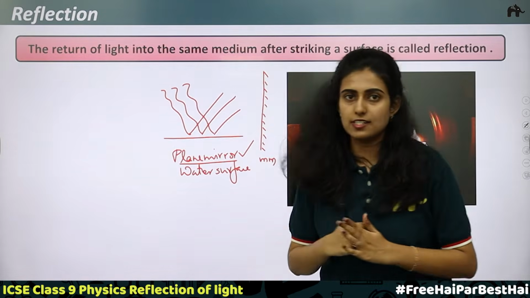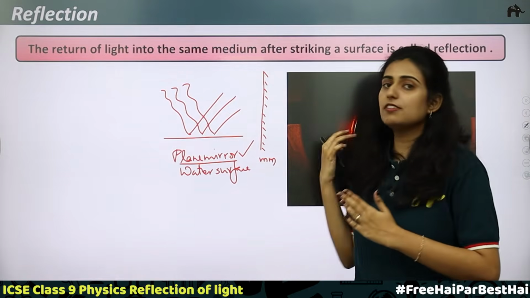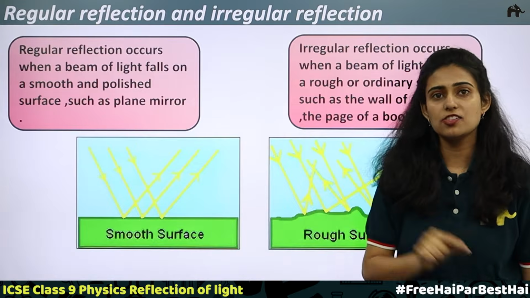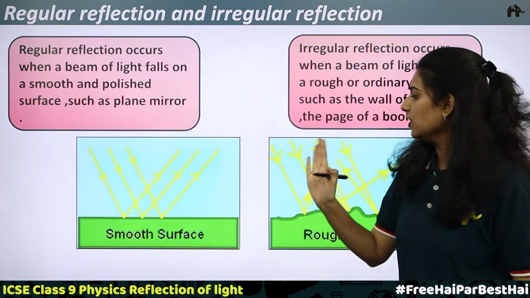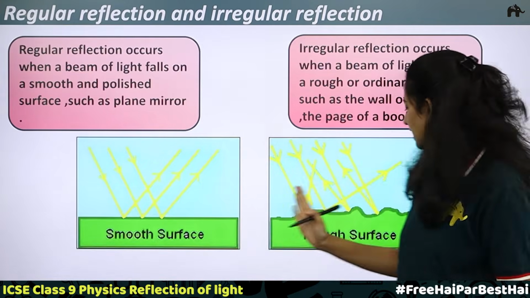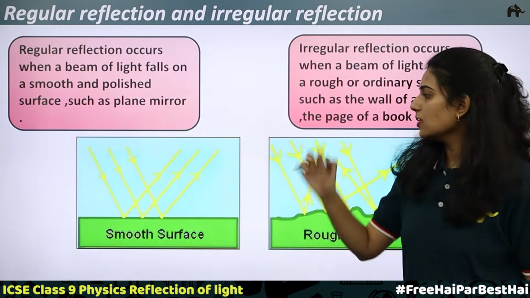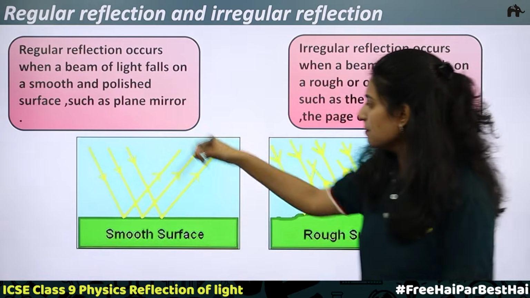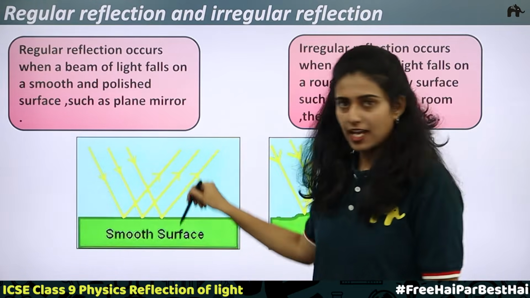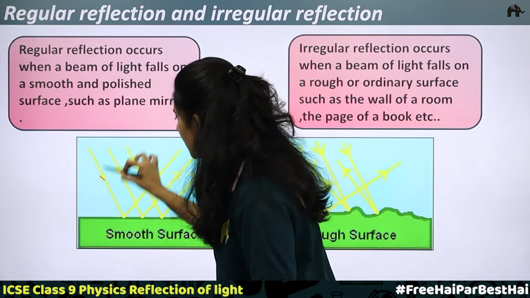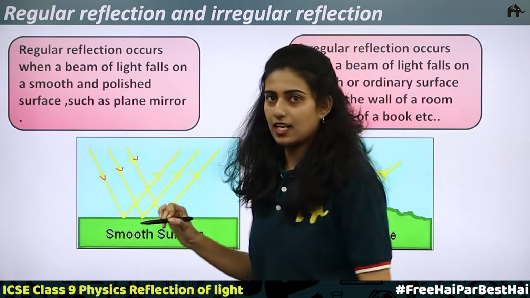So, understood what is reflection? Reflection is different in the case of different surfaces. Regular reflection and irregular reflection are the two kinds of reflection. Now, what are they? Here you can see a smooth surface and here we have a rough surface. A smooth surface, for example, is a mirror. Let us consider some parallel rays of light falling on a smooth surface. You can see this is the incident light.